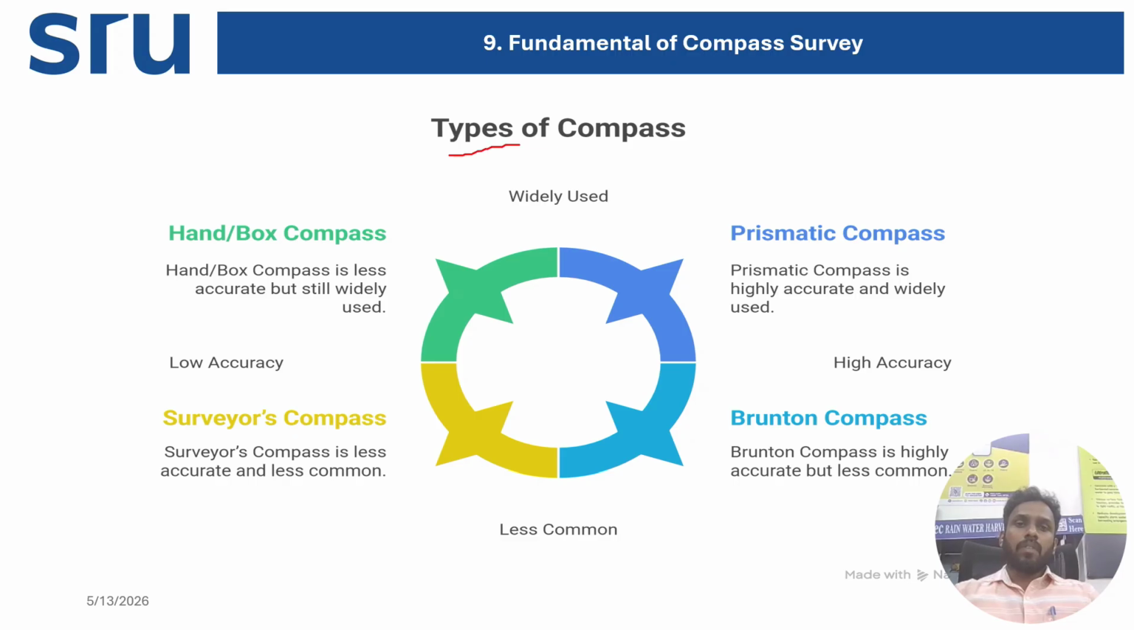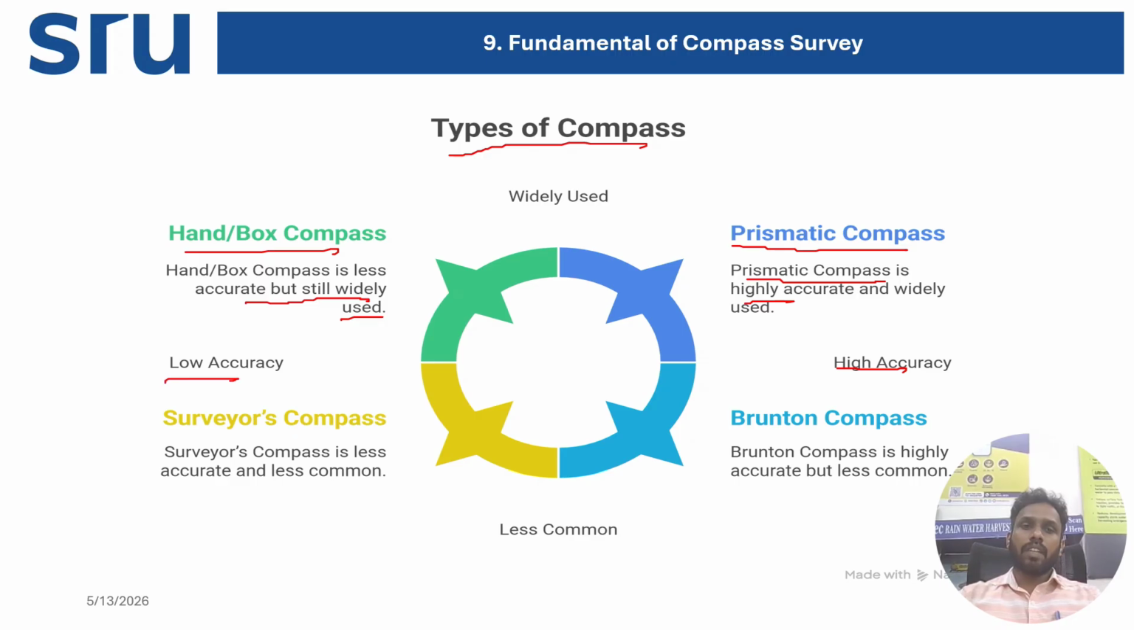So, types of compass. The first one is the hand or box compass. It is less accurate but still widely used. If you are dealing with only minimal deviations, you can use this hand box compass. Then the prismatic compass is highly accurate and widely used. It is a traditional method where they use the prismatic compass to find the bearing. It is highly accurate. Right. Again, these two are low accuracy.